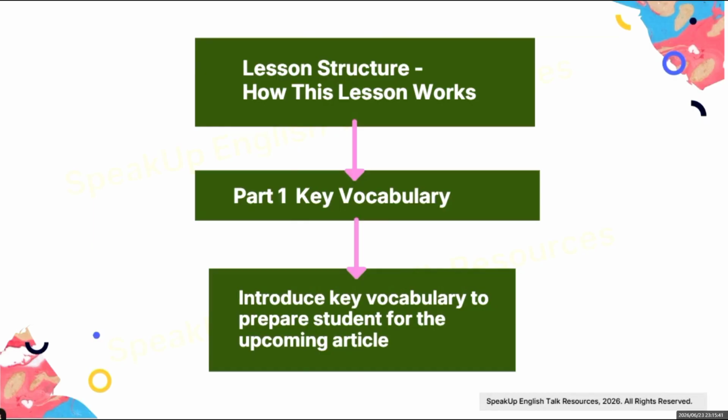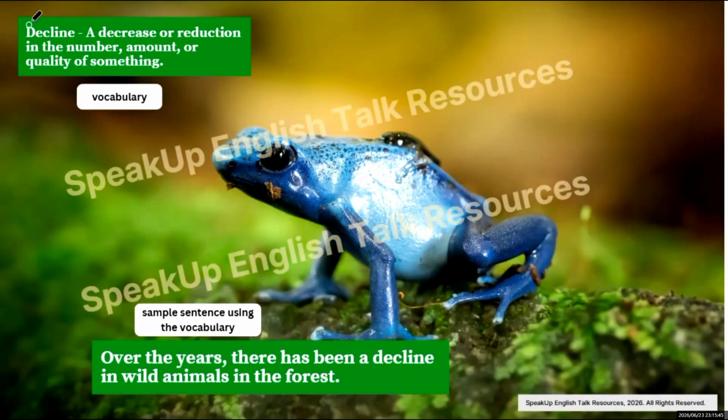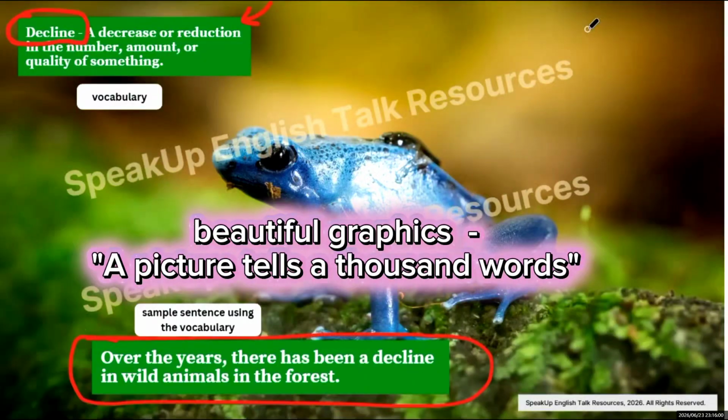Some key vocabulary in this particular conversation lesson includes the word decline. What does the word decline mean? Here's a short definition for it, and then there's a sample sentence that shows the student how to use this word in a sentence. Also, all my lessons come with beautiful graphics, because a picture tells 1,000 words.